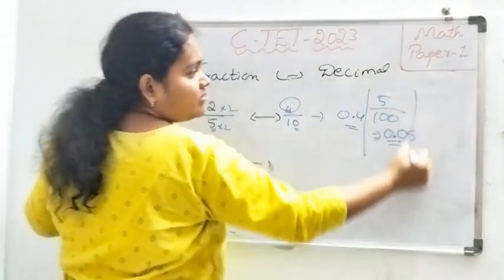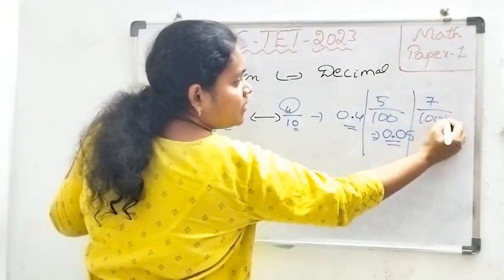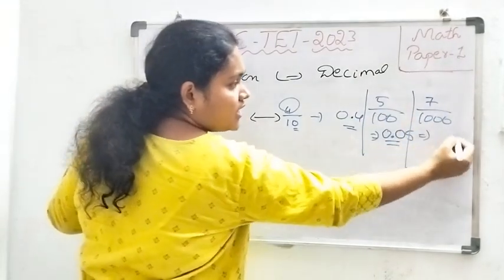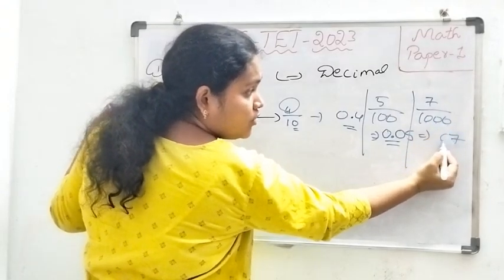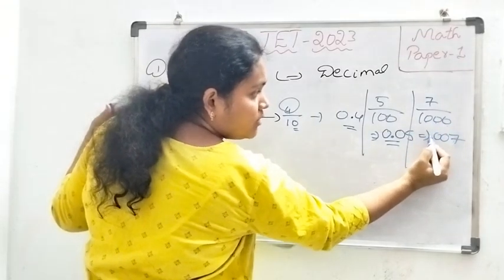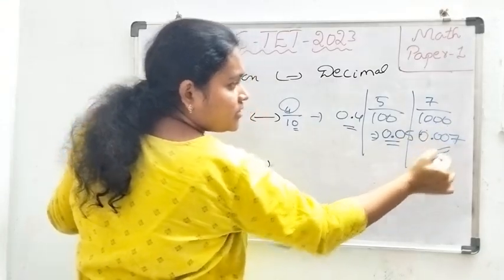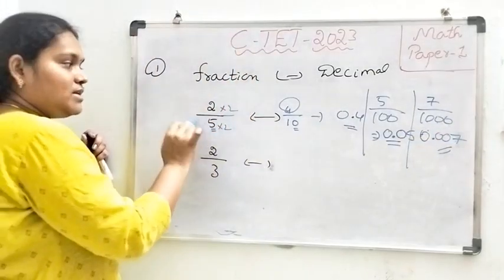Okay. And next, similarly, suppose 7 by 1000. Then how can we write? So first the number, and next 1, 2, 3. So there is one digit, so 1, 2, 3 and then keep the decimal point. Means 0.007.